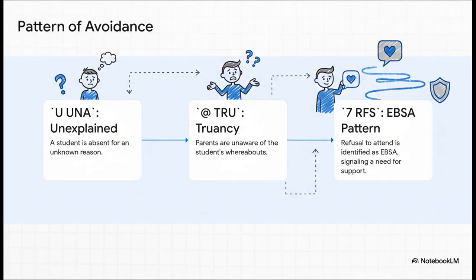And this is where you can see how different codes can actually tell a story over time. A situation might start with UNA, just a simple unexplained absence. If it keeps happening and the parents don't know where their kid is, it could get coded as @TRU for truancy. But if a real pattern of avoidance starts to emerge, it can be flagged with code 7RFS. That signals it might be EBSA, which tells the school it's time to step in and help.